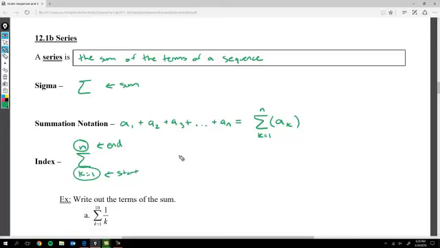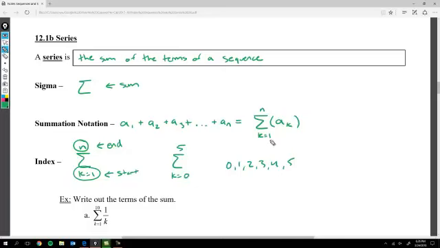So for instance, just an example, if I had a sigma from k equals 0 to 5, that means that the first number you plug in is 0. The second number you plug in is 1, 2, 3, 4, and then you stop when you get to 5. Right, so these are the numbers that you would plug in this case. That's what the index tells me.